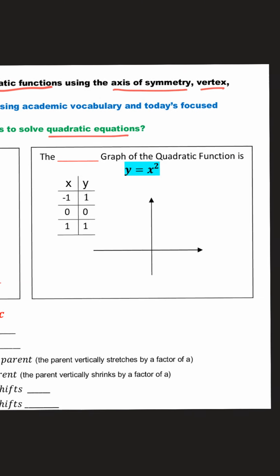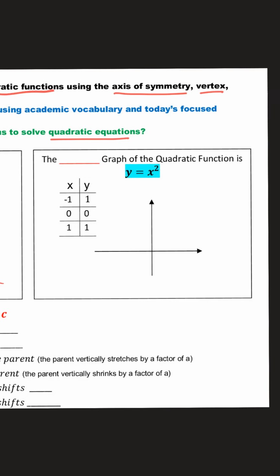Then, let's just talk about what a parent function is. So the parent function is the most basic quadratic function that we've got. So the graph of a quadratic function is y equals x squared, meaning it has nothing extra with it. So this is the table of y equals x squared.